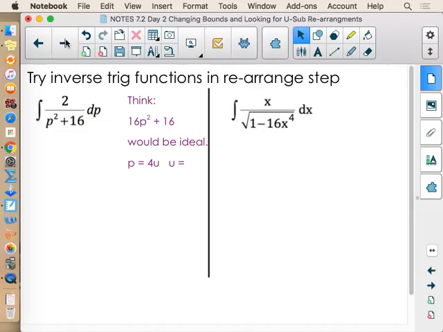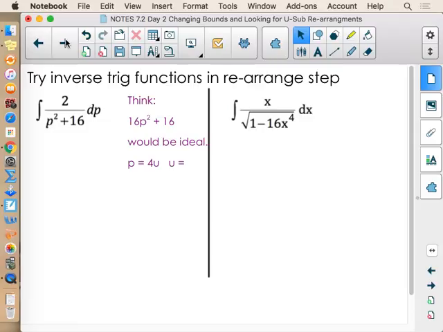Two of the ones that I think you might want to spend the most time on are doing some trig function rearranging in that step where you're trying to decide which method you're going to use to integrate. It can be a little frustrating because you've got to look for a lot of things and it takes some practice. So two that are up here, the first one we've got 2 over p squared plus 16.